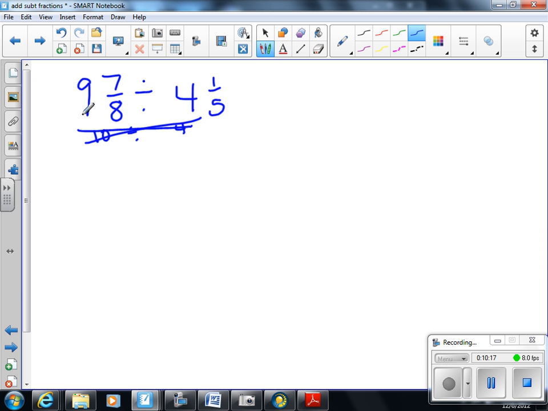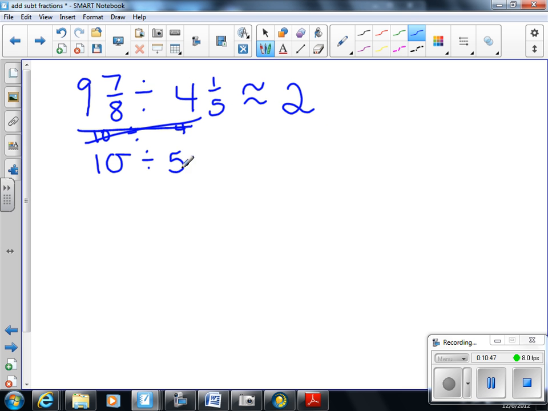Let's see what this is closest to. What is it? 10. Okay, now ask yourself, what is close to 4 1/5 that 10 goes into nicely? 5. So 10 divided by 5 equals 2. If you did 8 divided by 4, what do you still get? 2. So that's a good option.